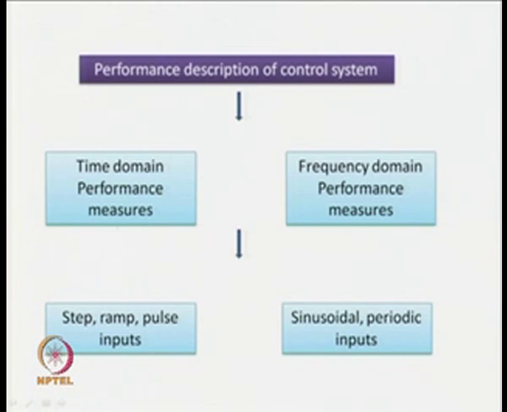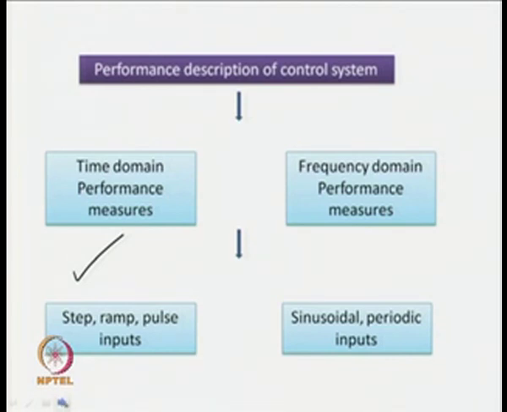To obtain the time domain performance measures, usually step, ramp or parabolic type of inputs are applied to the closed loop system. Whereas, to obtain frequency domain performance measures, one applies sinusoidal periodic inputs to a closed loop system.